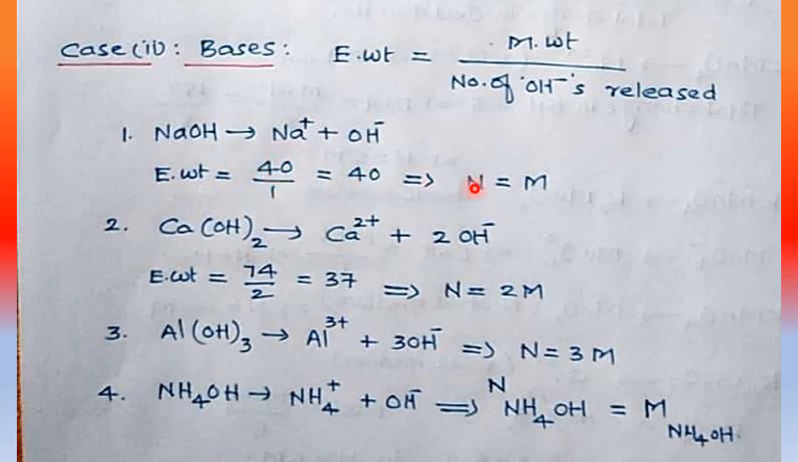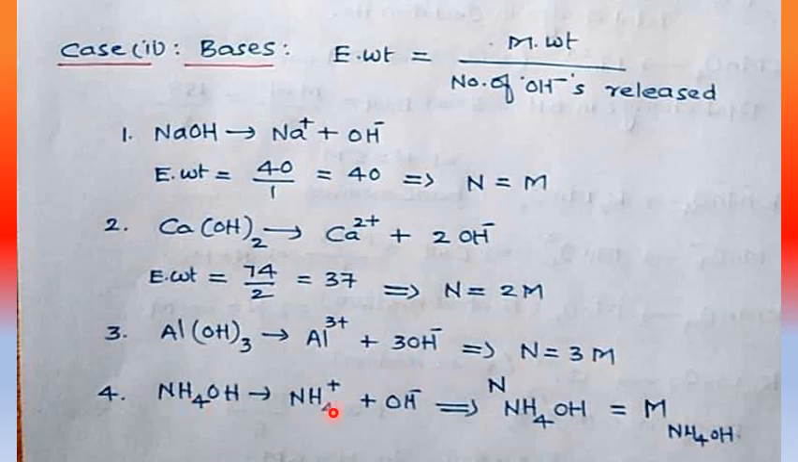So normality equals how many ions? 1. So 1 into M. Next, calcium hydroxide, calcium 2 plus, 2 OH minus. So divide by 2. N equals 2 into M, because here 2 is there, so 2 into M. Next, Al(OH)3, taken thrice, 3 OH minus, N equals 3M, equivalent weight equals molecular weight by 3.